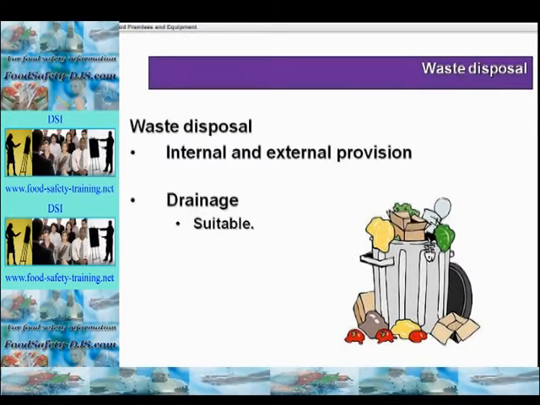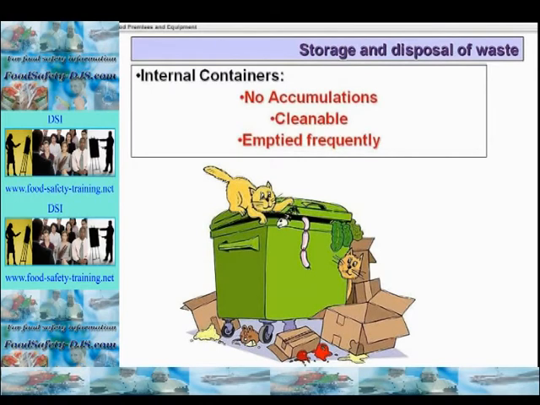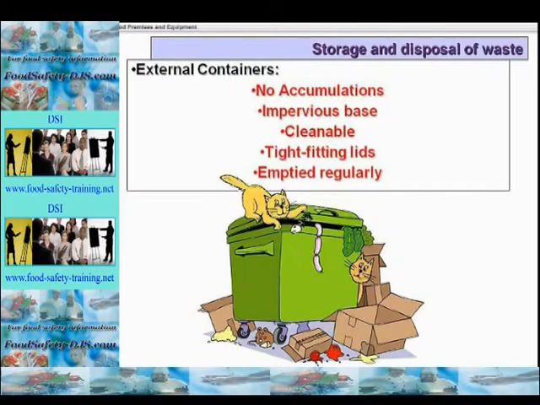And also drainage should be suitable. So with internal bins, internal containers, there shouldn't be any accumulations outside the main bin. They should be cleanable and disinfectable and emptied frequently. There shouldn't be any accumulations outside the external bins or containers. In other words, any black bags or boxes must be placed inside the main bin. If you leave black bags outside, that could attract pests. Birds could come along, peck at the packs, and then along come rodents and then cause an even bigger problem.